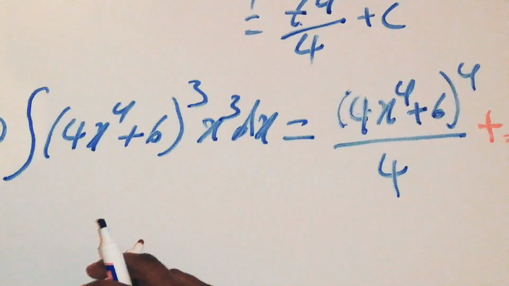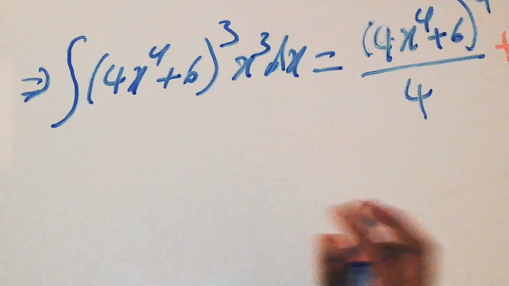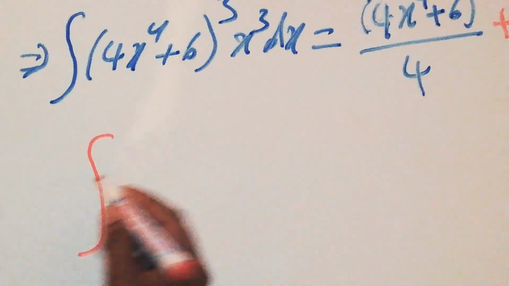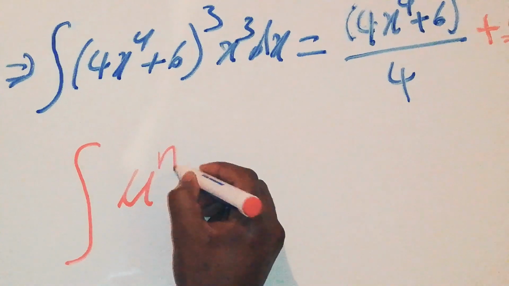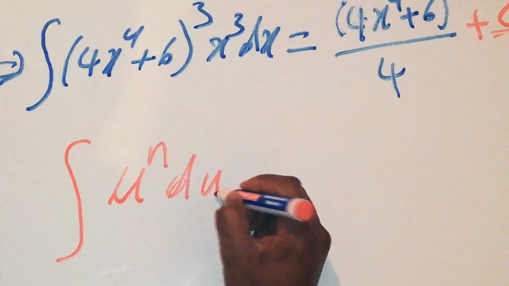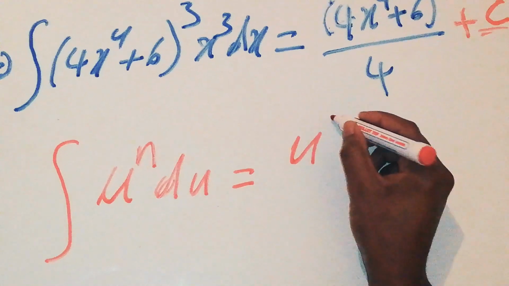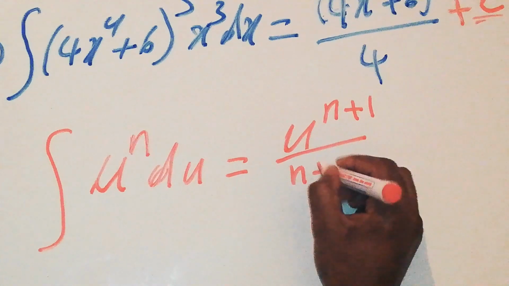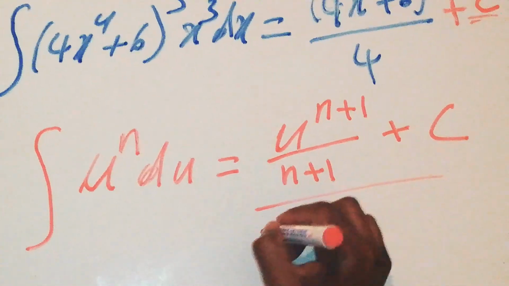Then in short, if you have an integral of this form, the general solution of the integral of u exponent n du will be equal to u^(n+1) over n+1 plus c.